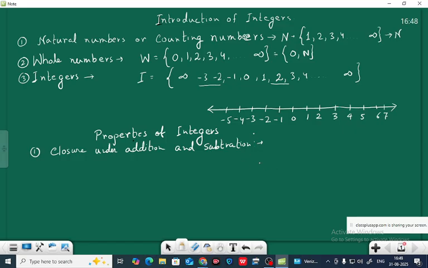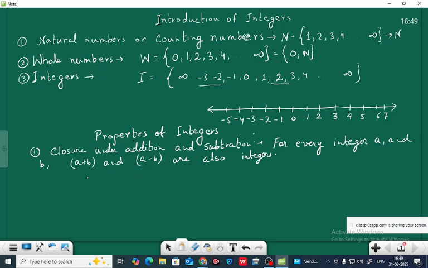For every integer a and b, a plus b and a minus b are also integers.